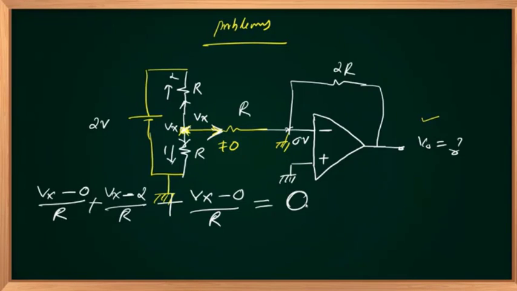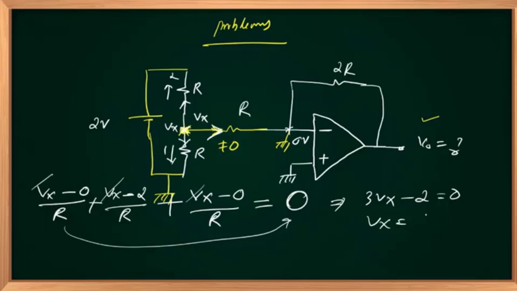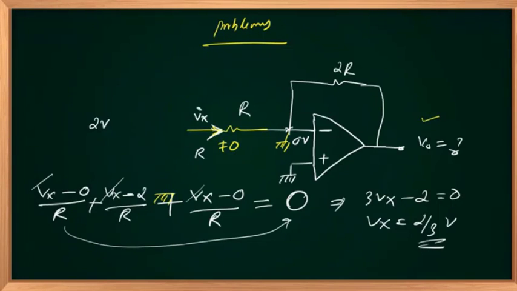So what is the value of Vx? R goes to the right-hand side, where the product is 0. I have Vx, 2 Vx, 3 Vx. So 3 Vx minus 2 equals 0, and Vx equals 2 by 3 volts. Once that is known, you can replace it with an inverting amplifier. This voltage is how much? 2 by 3 volts.